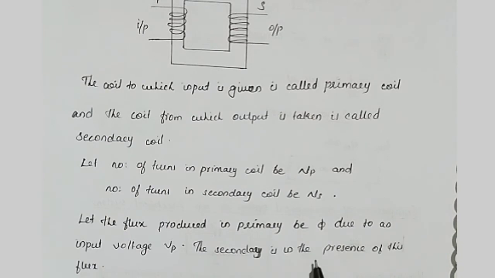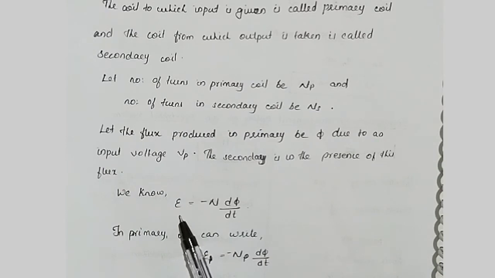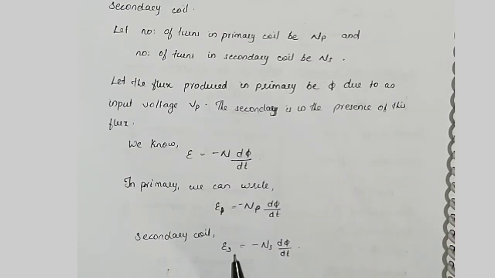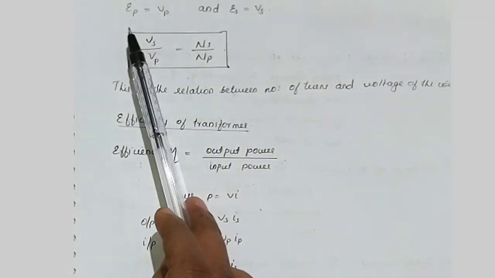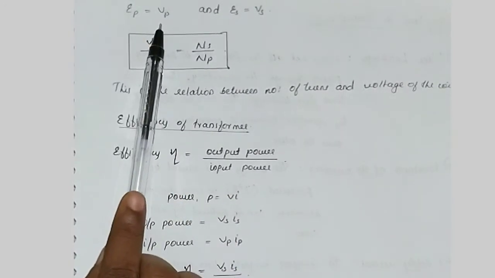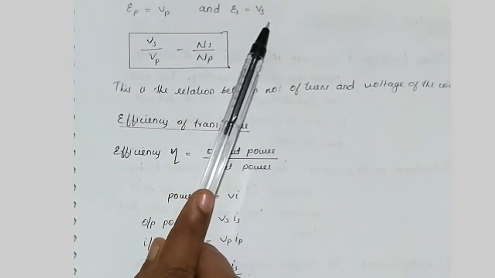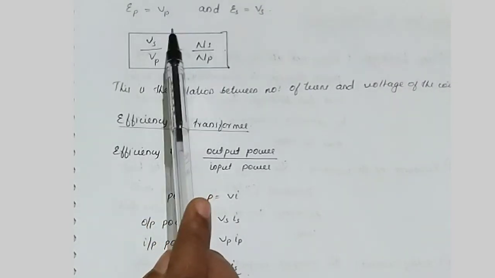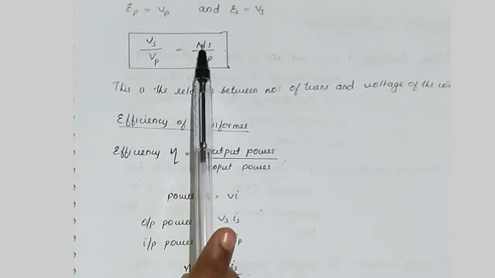and we know that the secondary coil is in the presence of this flux, and as we know, the EMF produced is given by minus N d phi by dt. In the primary coil we will be having EP, which is given by minus Np d phi by dt, whereas in the secondary coil ES will be given as minus Ns d phi by dt. Now these EMFs are the input voltage and the output voltage itself. Therefore EP can be written as Vp and ES can be written as Vs. And on comparison of EP and ES, we can write Vs by Vp is equal to Ns by Np.